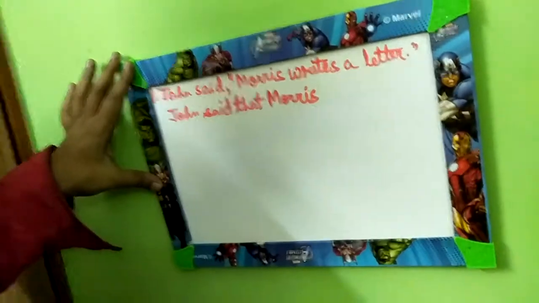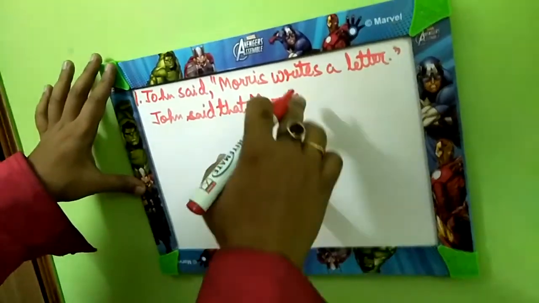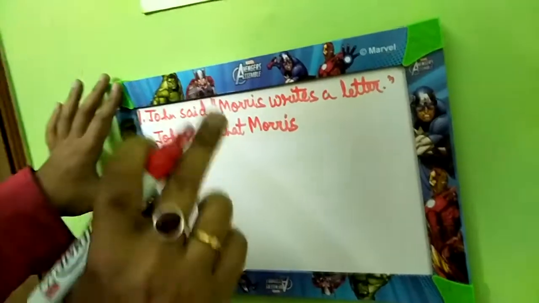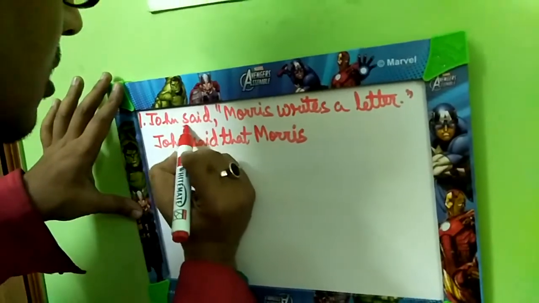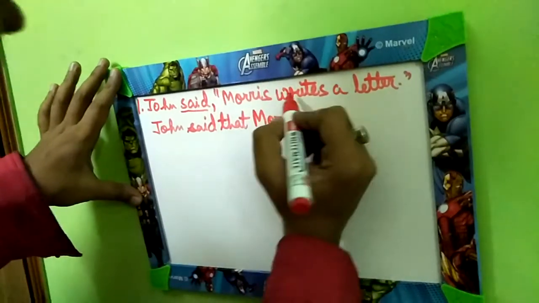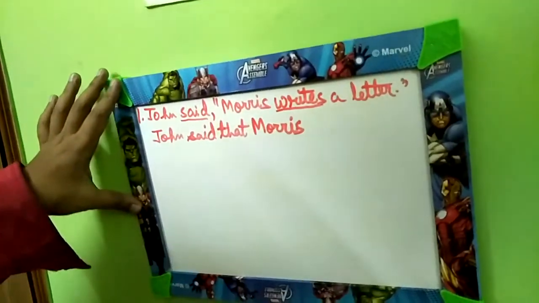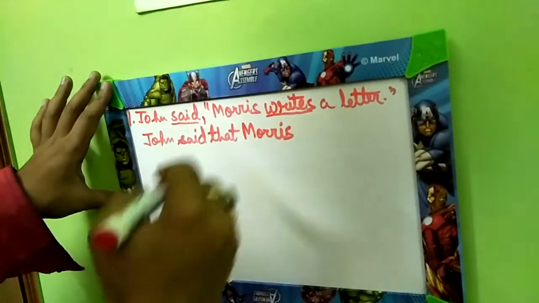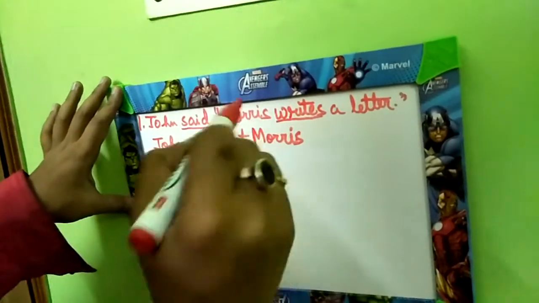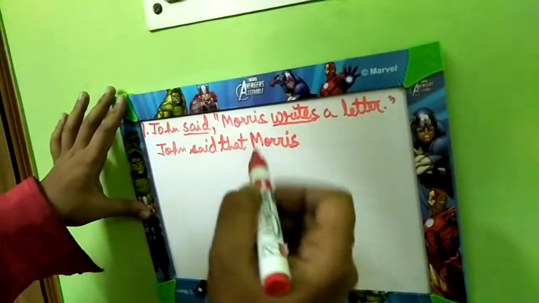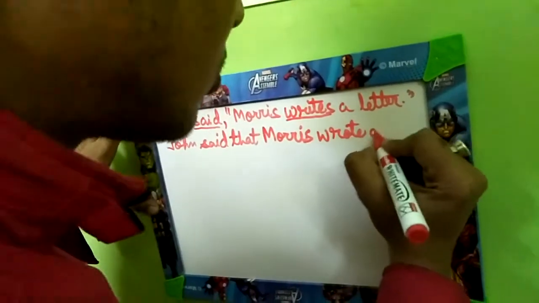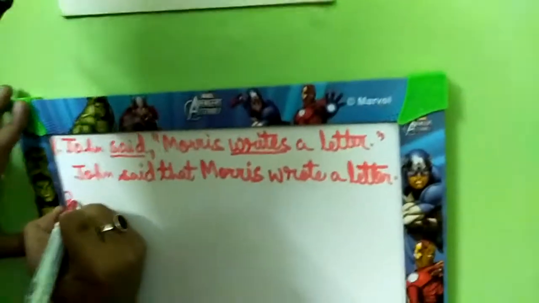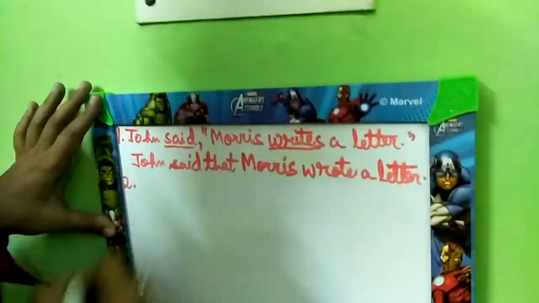Then what did we learn in the formula? What have we just learned? Writes. It is a simple present tense. So outside the verb said is past tense. Inside verb is simple present tense. So at the time of writing the answer, the verb will be past tense, simple past tense. John said that Morris wrote a letter. Next.